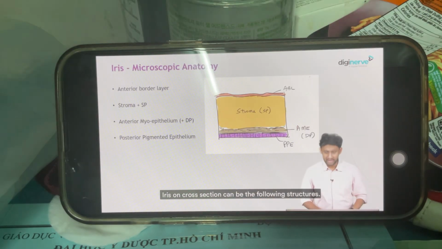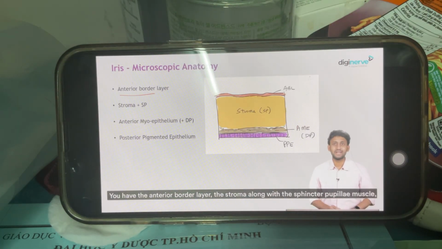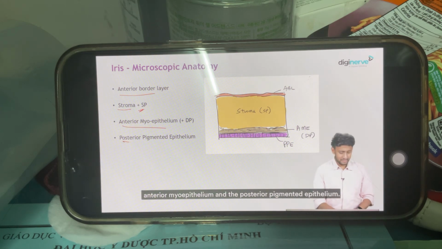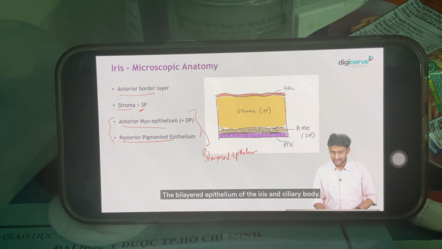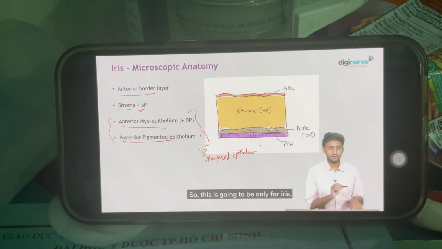Iris on cross section can be the following structures. You have the anterior border layer, the stroma along with the sphincter pupillae muscle, anterior myoepithelium, and the posterior pigmented epithelium. So both these things are going to be the typical bi-layered epithelium. The bi-layered epithelium of the iris and ciliary body.